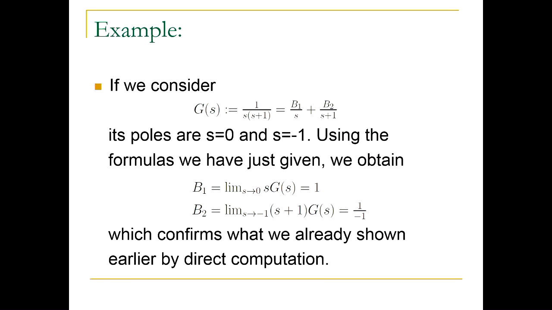Similarly, if I multiply by s plus 1, by the way this s and that s will cancel, and then since s goes to 0, this whole thing is 1 over s plus 1. As s goes to 0, you just get 1. It's clear from the expression for G. Similarly, b2 you get is just 1 over minus 1. And this confirms what we showed before. We showed before that this function can be represented as 1 over s minus 1 over s plus 1. That's exactly what we got from the calculations there.